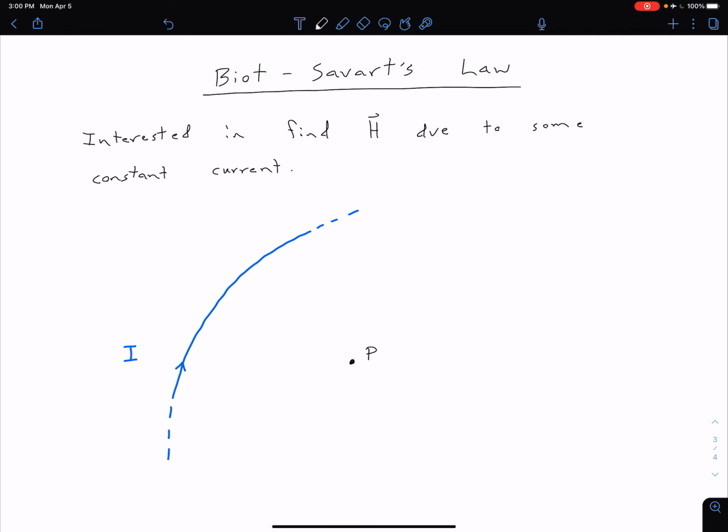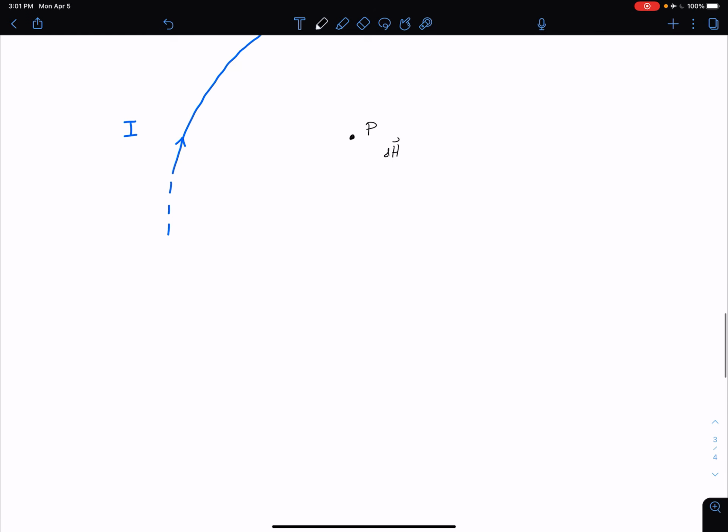Similar to when we looked at Coulomb's law, we're going to just consider some differential component. So we're going to consider a dH, a differential magnetic field intensity. Of course, that's going to have a direction because our H is a vector quantity. In order to determine that direction, we can use our right-hand rule.